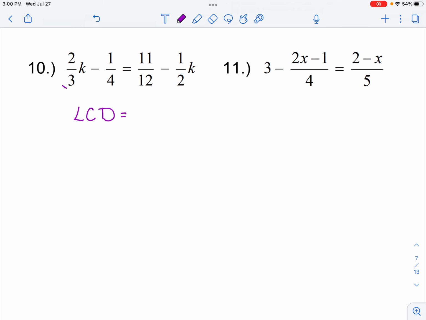all of the fractions. So I want to look at all of the denominators and say, what number can all of these numbers go into? Well, 3 times 4 is 12. 12 is a denominator. 2 goes into 12 as well. So the LCD is 12.